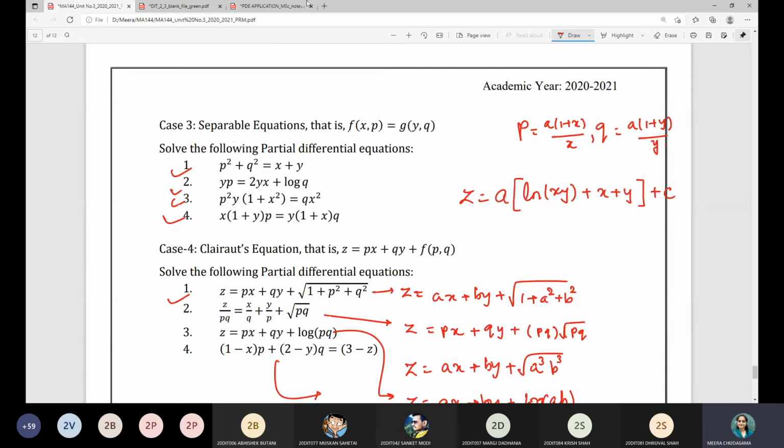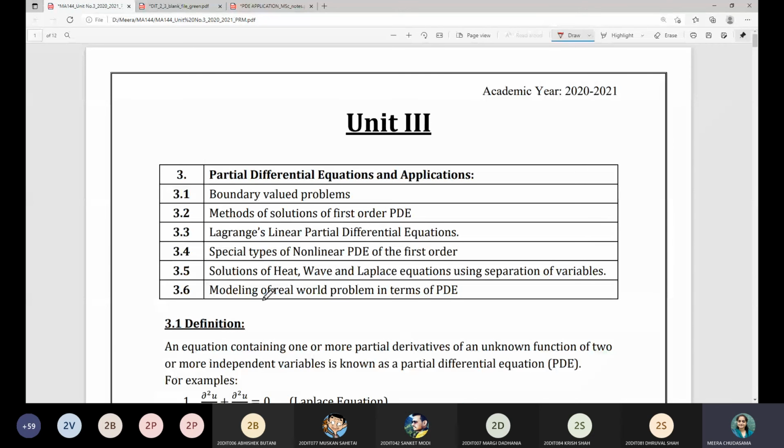And the third one is the Laplace equation, u_xx plus u_yy is equal to 0. So these three particular cases are in your syllabus, right? So that is the application part of partial differential equations. That is the modeling of the real world problem in terms of partial differential equations, and the solution of heat, wave and Laplace equations using separation of variables, right? So tomorrow I will consider the solutions of these three expressions.